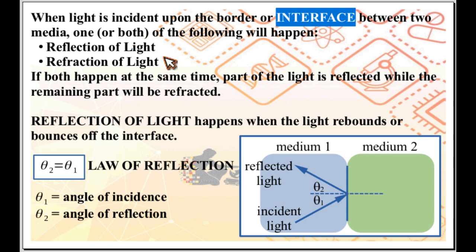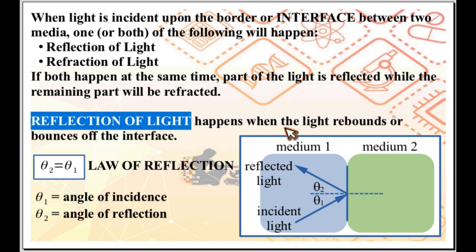If both happen at the same time, part of the light will be reflected while the remaining part will be refracted. For example, if 30% of the light is reflected, the remaining 70% will be refracted. First, let's take a look at reflection of light.